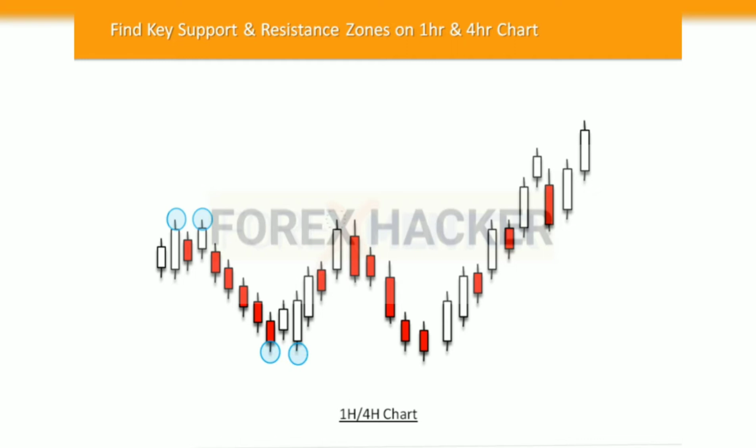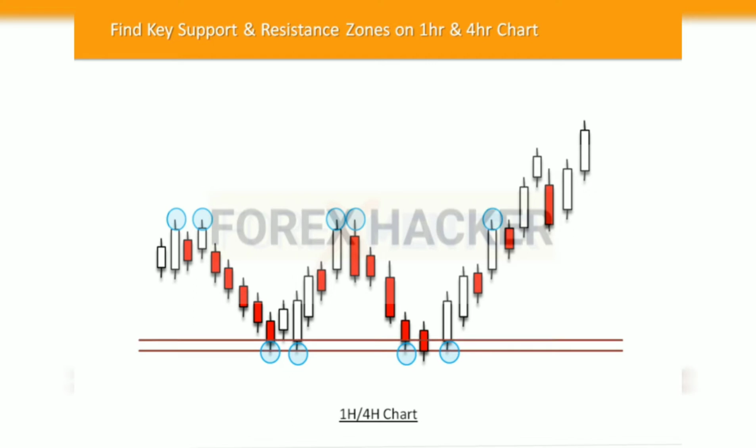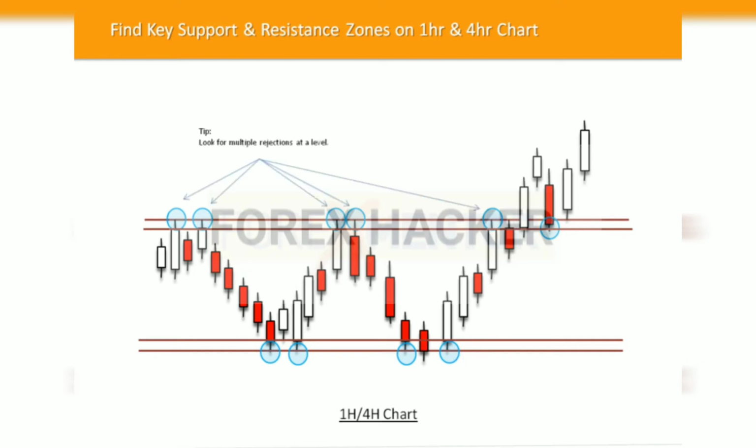Mark off the highs, which are the wicks, and the bodies, and draw a horizontal line through the wicks and the bodies. You can see in this case we have the wicks highlighted as well as the bodies, so we have a zone that's formed. And we're looking for multiple rejections at a level. So you can see how price is rejected.